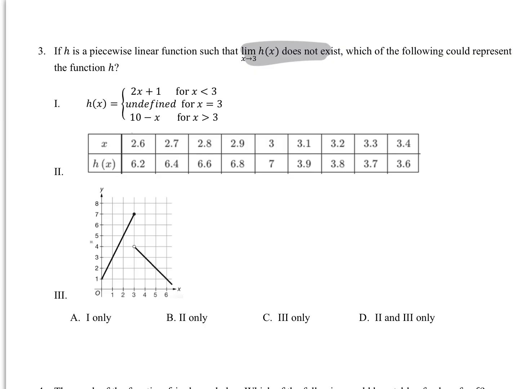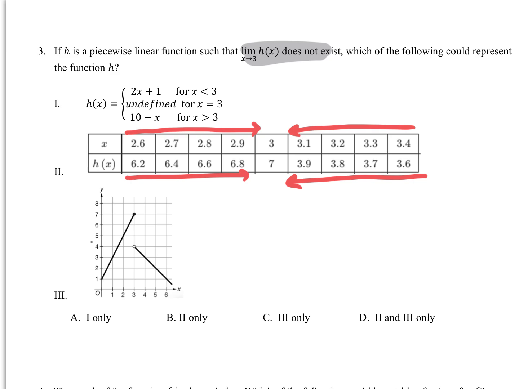Which one could represent h? I say let's go to this one last. Let's start with this table. As x approaches 3, does this look like my limit does exist? Are they approaching the same thing from the left and from the right?